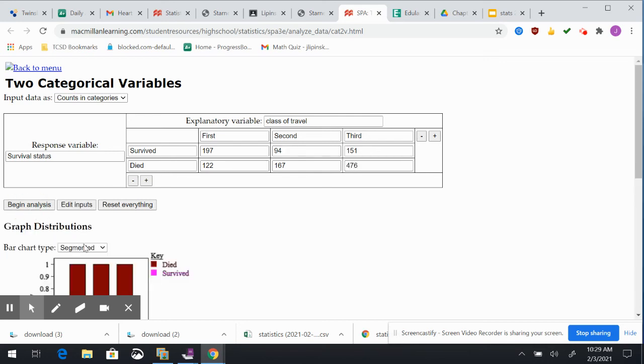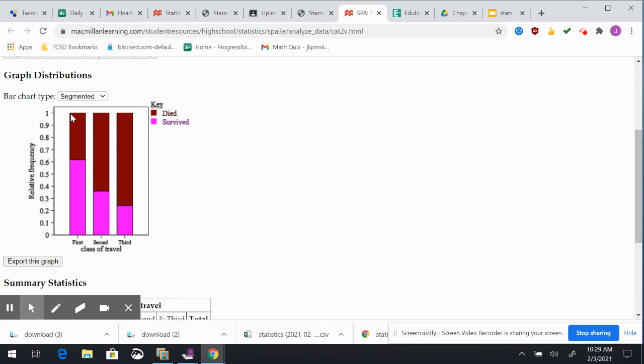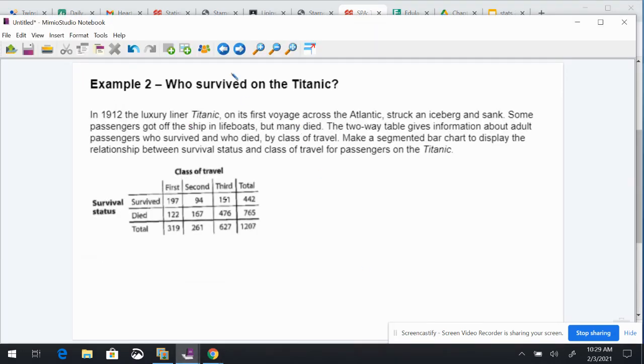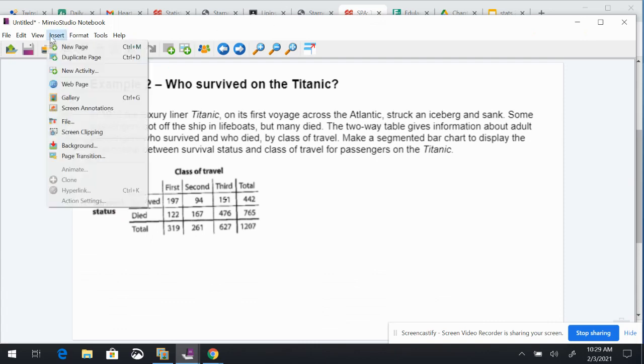So again, we can go to begin analysis. And here is our segmented bar chart. So we want to go ahead and copy and paste that into our data, and then we can talk about this a little bit. So we're going to insert.